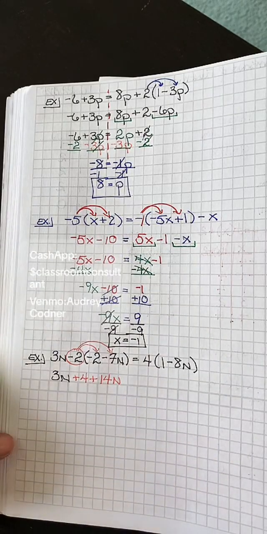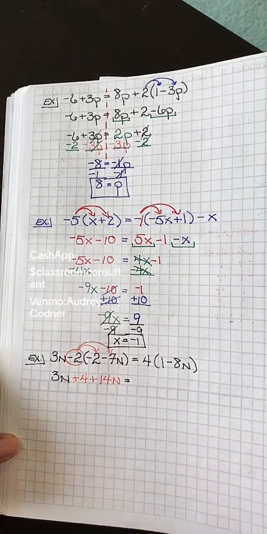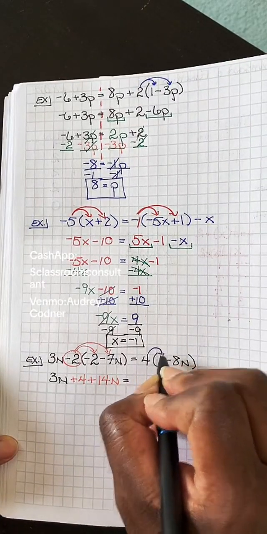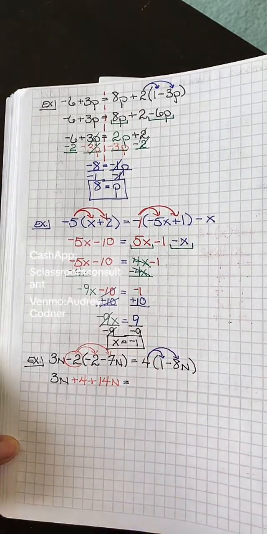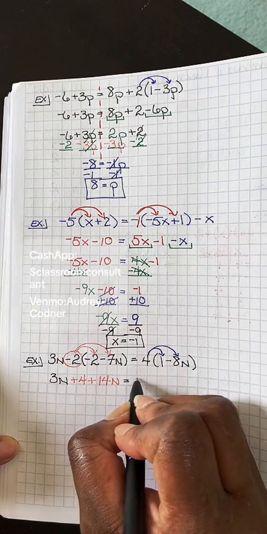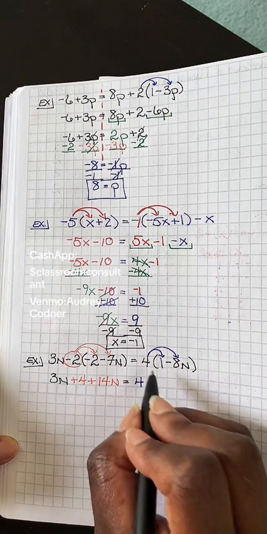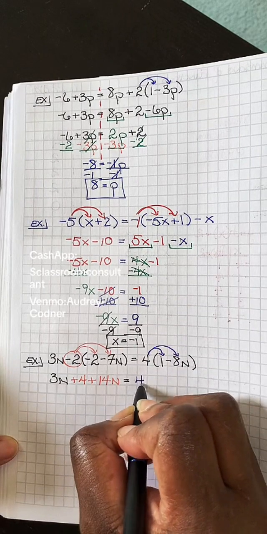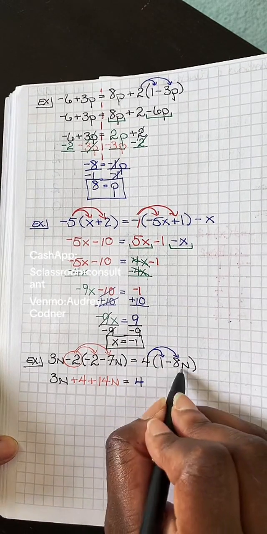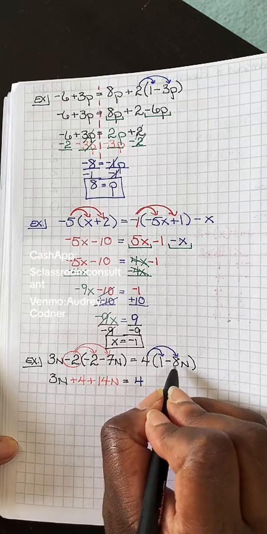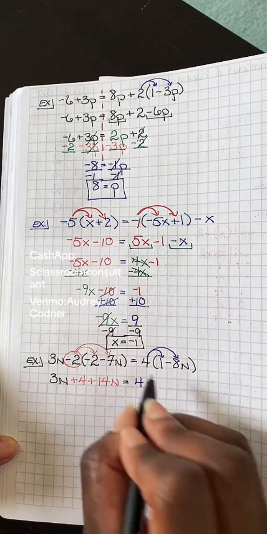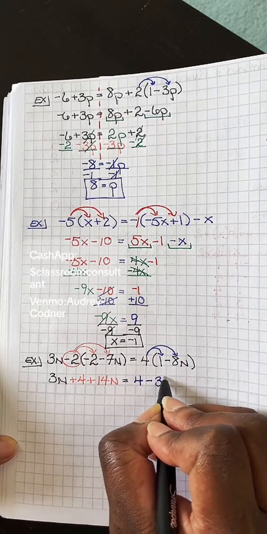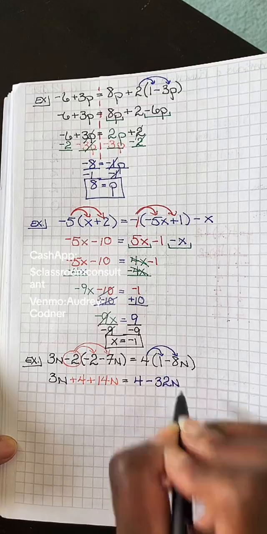But on the other side of the equal sign, we can also distribute. So we're going to distribute this 4 to everything inside of the parenthesis. So 4 times 1, that gives me 4. And 4 times -8n, a positive times a negative gives me a negative when they're opposite signs. And 4 times 8 gives me 32. And it'll be 32n.